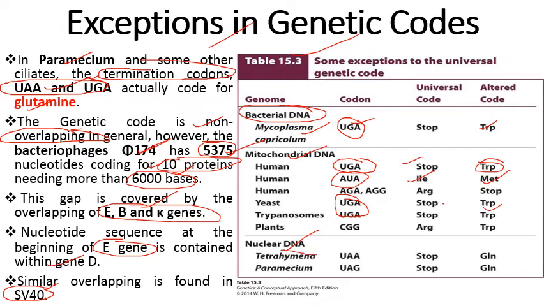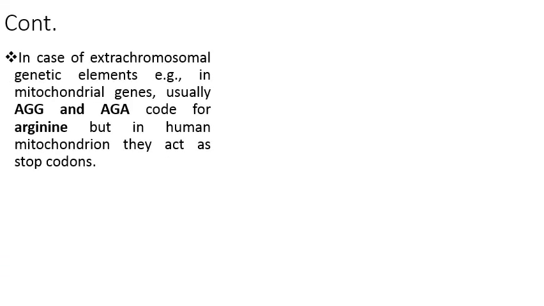in case of Tetrahymena, here UAA, which is a stop codon, codes for glutamine. Similarly, in case of Paramecium it codes for glutamine. So these are some exceptions in this universal genetic code. So in case of extra chromosomal genetic material, that is mitochondrial genes, usually AGG and AGA code for arginine, but in human mitochondria they act as stop codons.